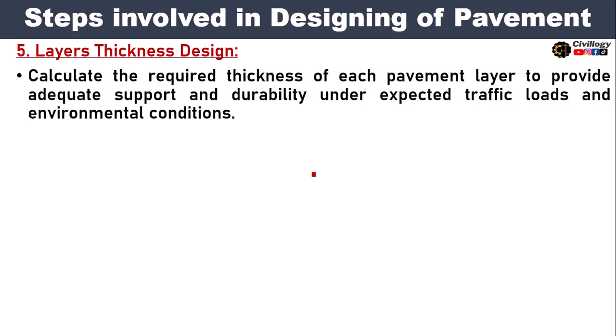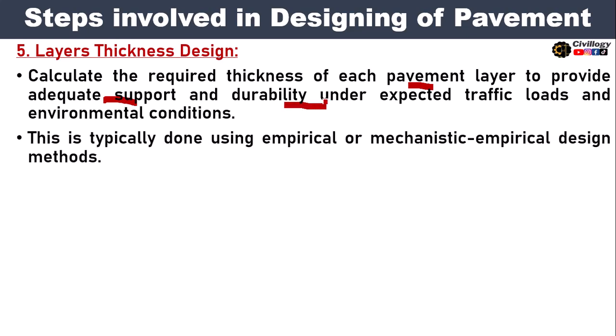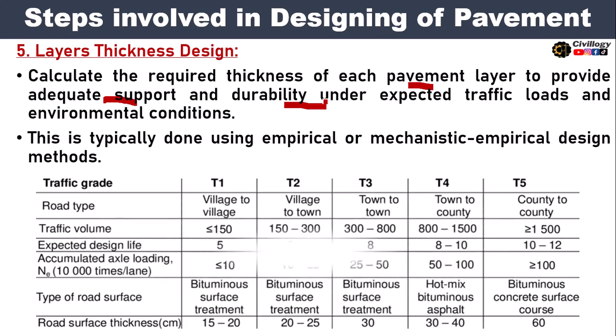The fifth step which is involved in designing of pavement is layers thickness design. Calculate the required thickness of each pavement layer to provide adequate support and durability under the expected traffic loads and environmental conditions. This is typically done using empirical or mechanistic empirical design methods. Here is the table which shows how much the road surface thickness should be in centimeters. It depends upon various factors or parameters, and also upon the importance of the structure.